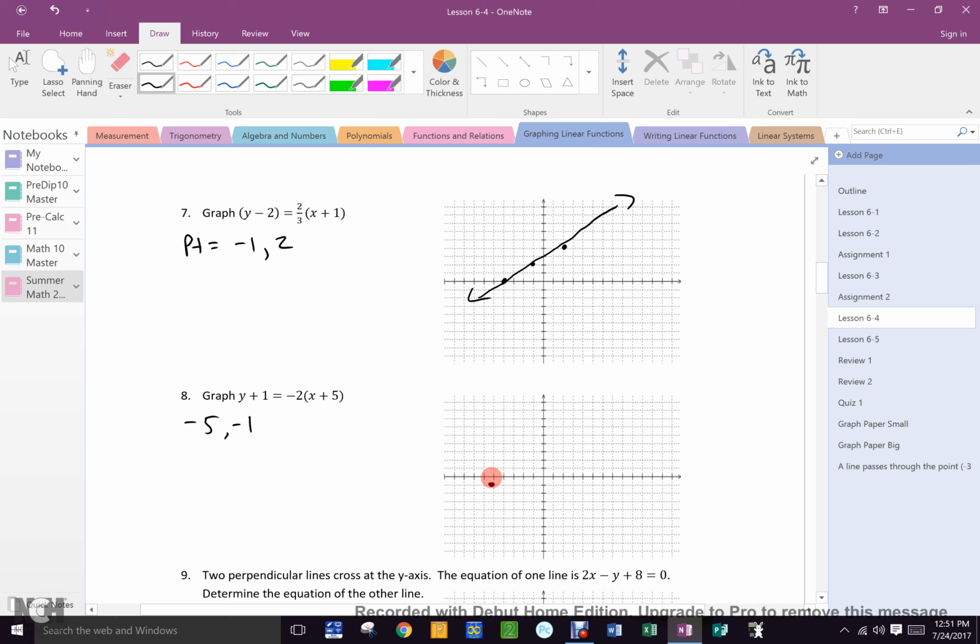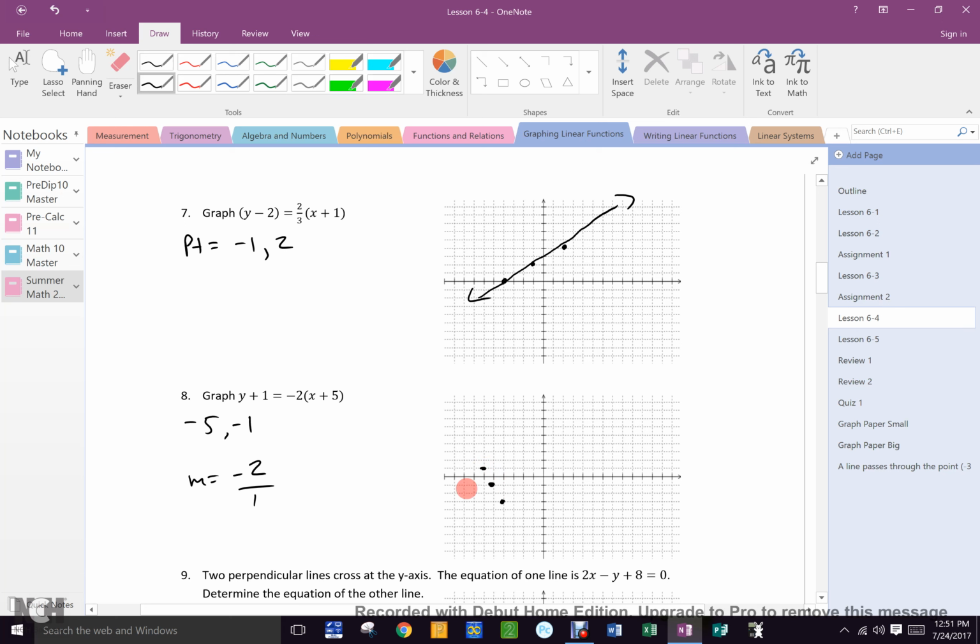Down 1.5, left 1, down 1, correct? Now how do I do my slope? What's my slope? -2, which is really -2 over 1. How do I draw that? Down 2 and right 1, or up 2 and left 1.